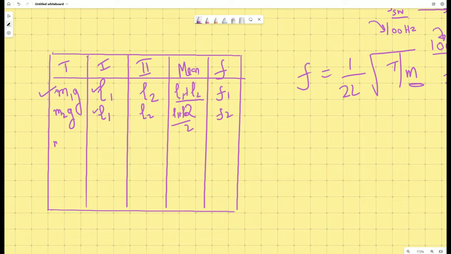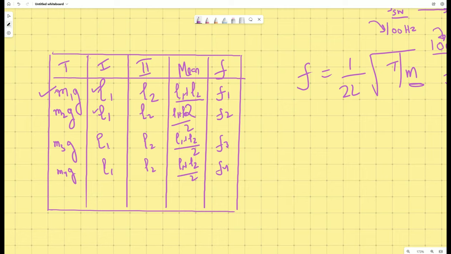Change the weight again, M3G, okay? Again, you will find two values, and again you find the average. Again, you find F3. Again, you find M4G, L1, L2, and L1 plus L2 by 2, and F4. So this is what is happening.